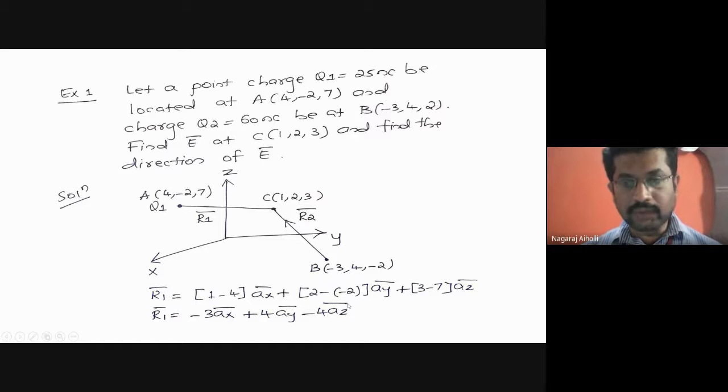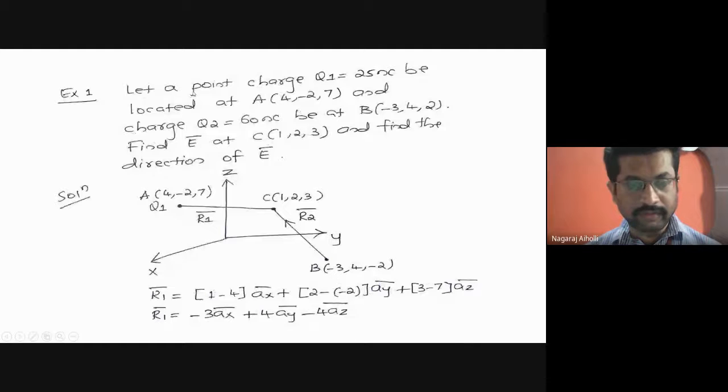Next, let us find R2. That is the distance between B to C. It is 1 minus of minus 3. Destination is C. Source is B. So (1 minus of minus 3) AX bar plus (2 minus 4) AY bar plus (3 minus of minus 2) AZ bar. That is what is written next.